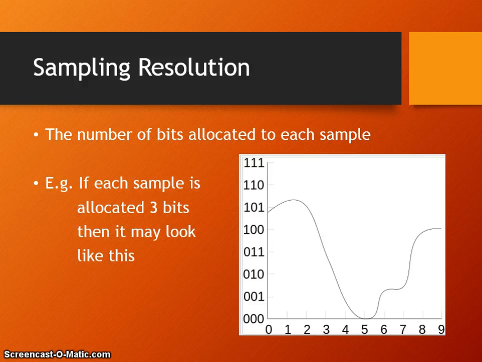We have a sampling resolution. This is the number of bits allocated to each sample. In this case there are 3 bits allocated to each sample.